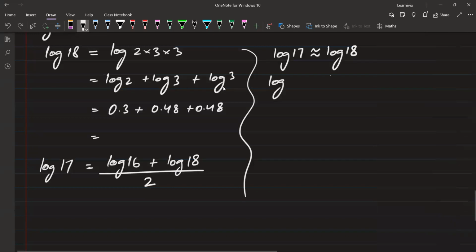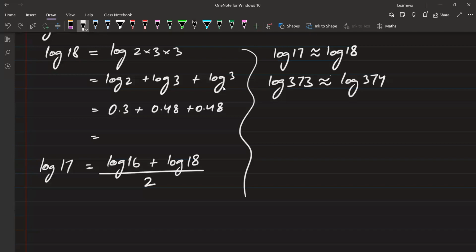ठीक है. So log of 373 will be very much equal to log of 374. ये आप देख लीजिएगा कर. ठीक है? If you trust me, then I will let you know the values.